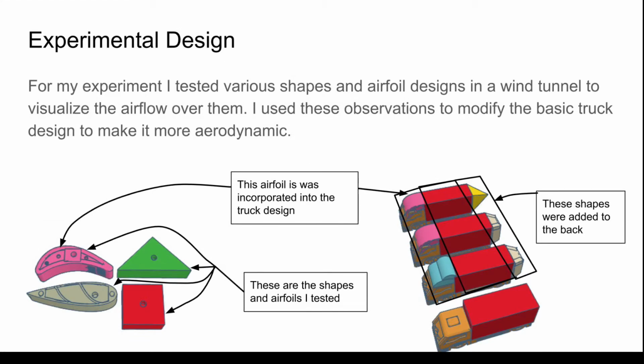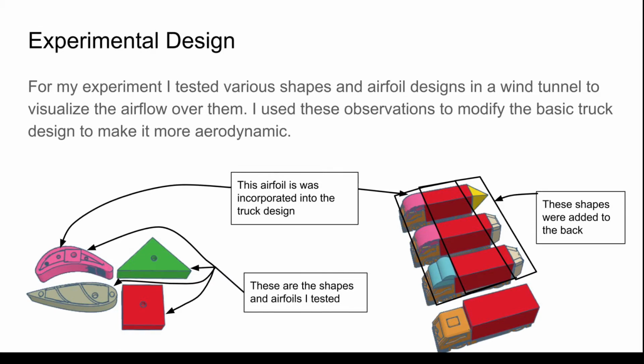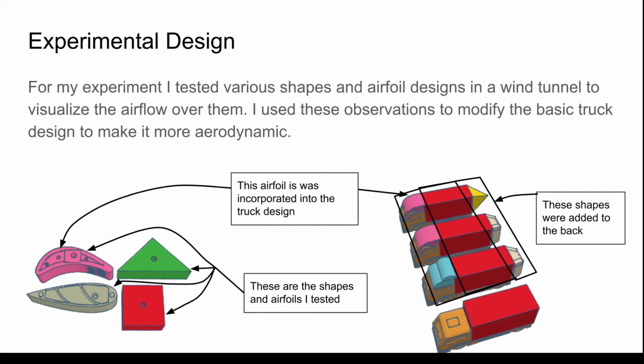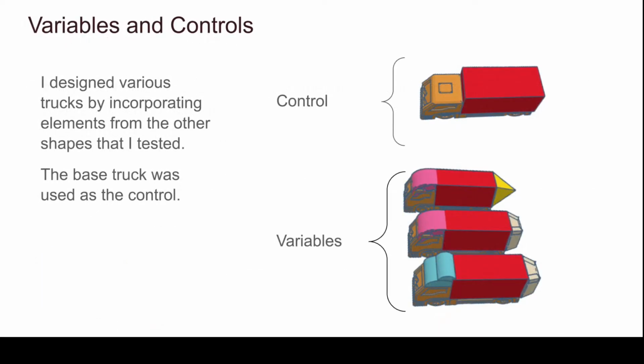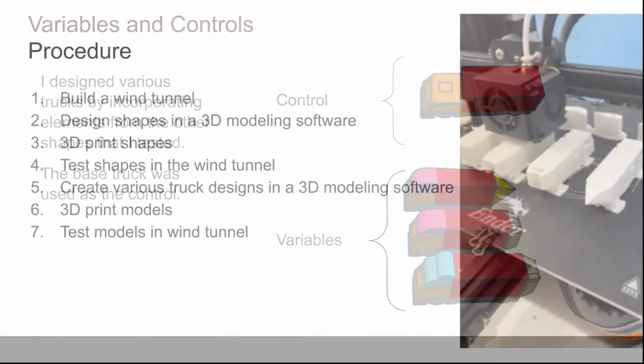For my experiment, I tested various shapes and airfoil designs in a wind tunnel to visualize the airflow over them. I used these observations to modify the basic truck design to make it more aerodynamic. Here are some of the shapes and airfoils I tested. I incorporated some of these shapes into my various truck designs. The base truck was used as a control, and my modified trucks were used as variables against the control.